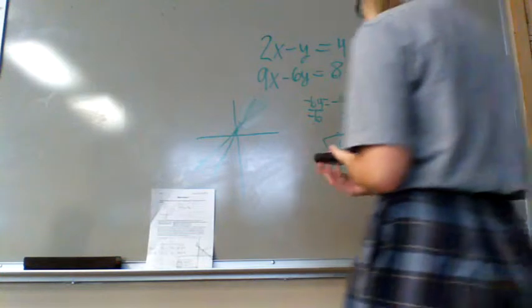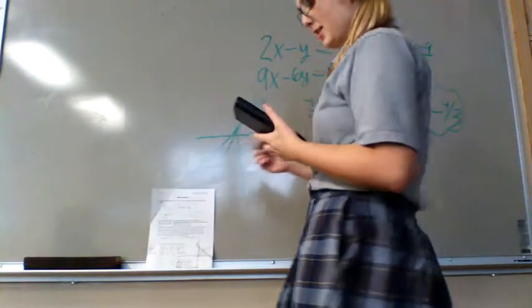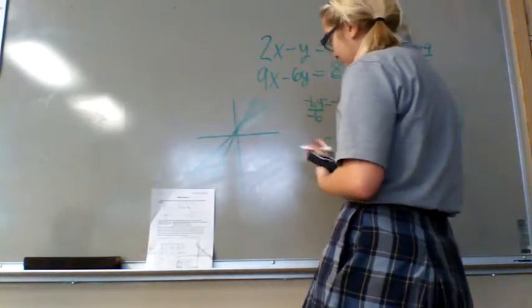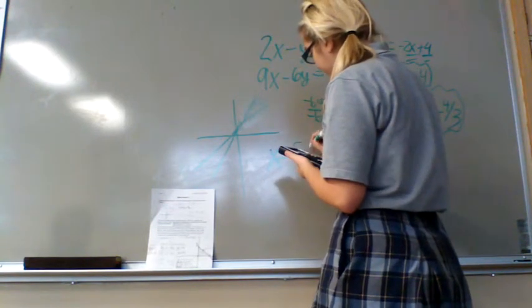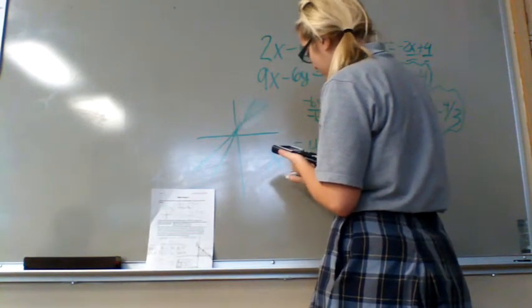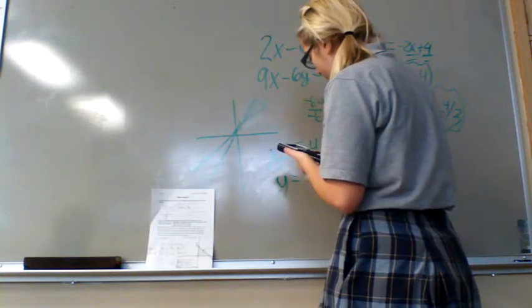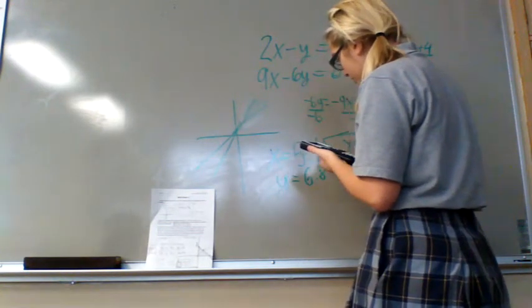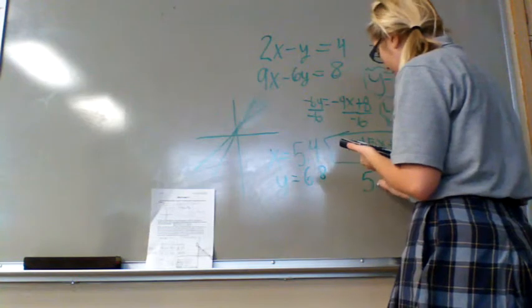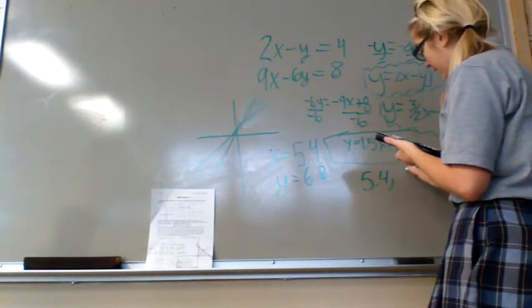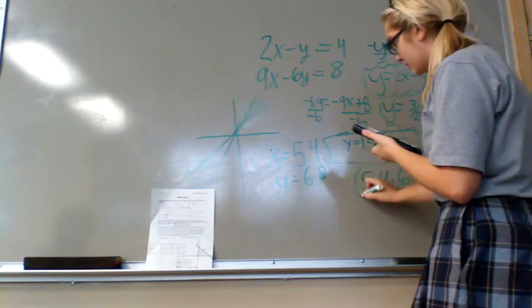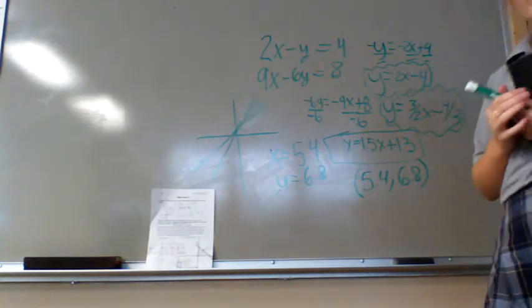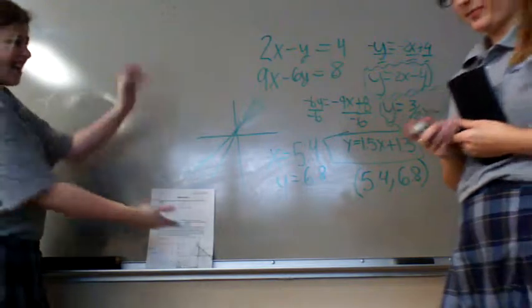So the intersection point is x equals 5.4 and y equals 6.8. So your point on your graph should be 5.4, 6.8. That is our final answer.